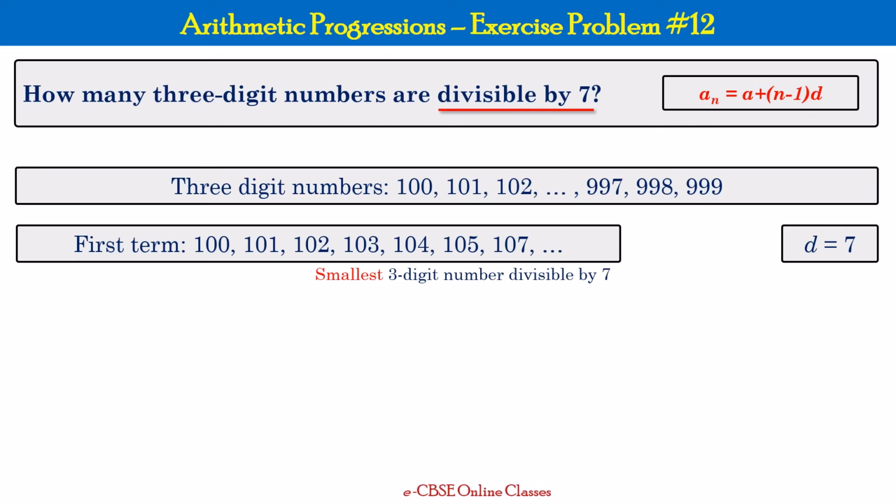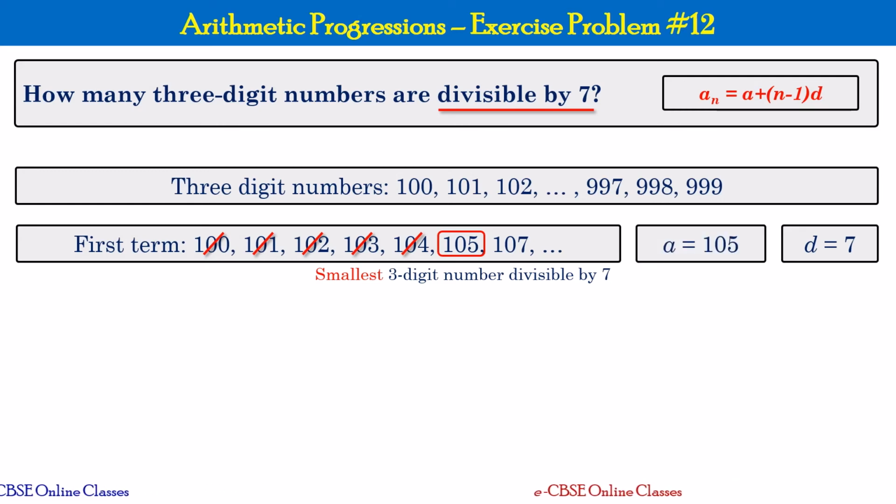So let's start with the smallest number here, 100. Is it divisible by 7? No. 101 is also not divisible by 7. Not even 102, not even 103, not even 104. Now 105 is divisible by 7. So 105 is our smallest 3-digit number which is divisible by 7. That becomes our first term. So a equal to 105.